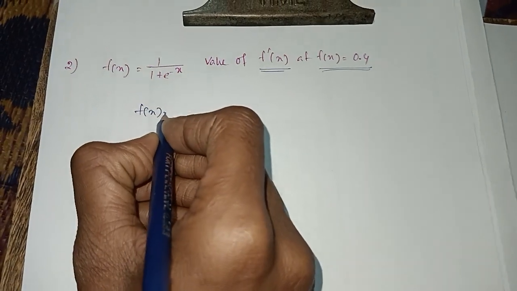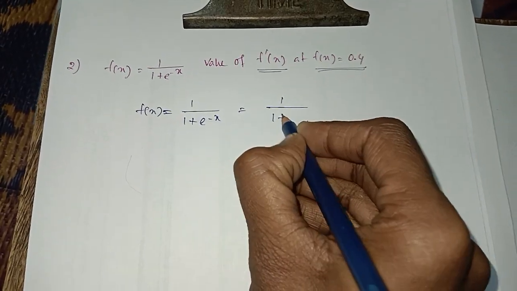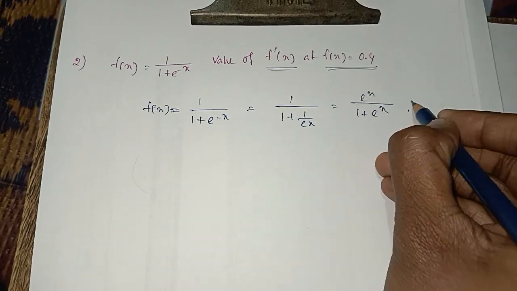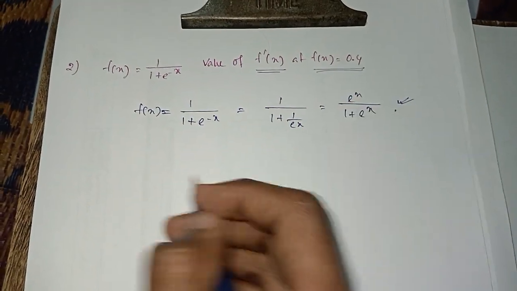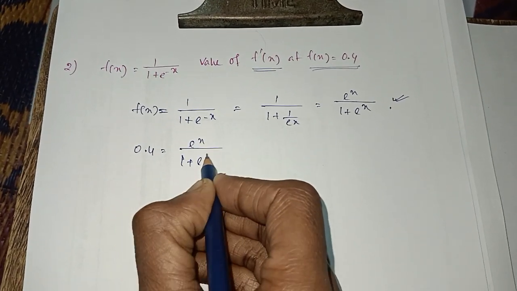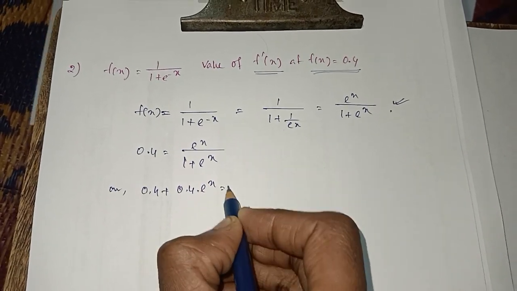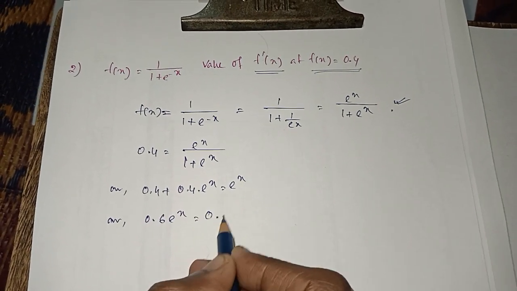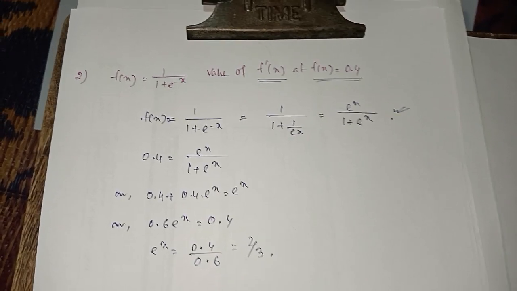So we are given f of x as 1 by (1 + e^(-x)), which we can write as e^x upon 1 plus e^x. We have to find the value of e^x here. If we put the f of x value 0.4 over there, 0.4 is equal to e^x upon 1 plus e^x. So we get 0.4 plus 0.4 e^x is equal to e^x. If we substitute the value 0.6, e^x is equal to 0.4. So the e^x value is 0.4 upon 0.6, which means 2 upon 3.